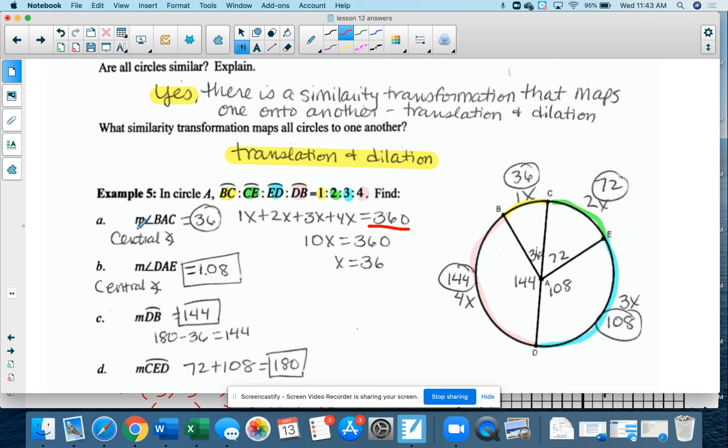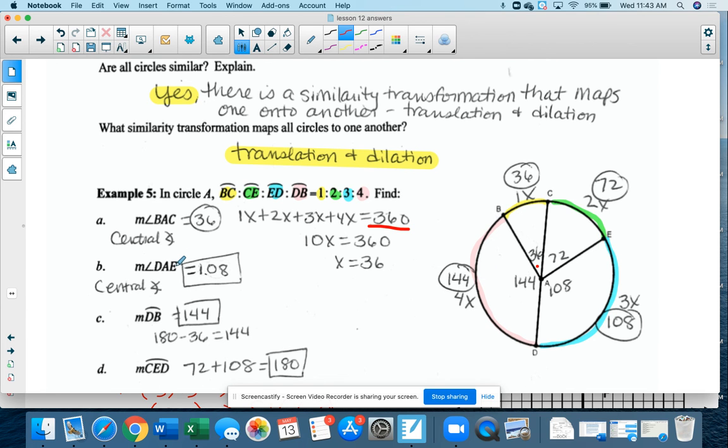The first one, I want to find the measure of angle BAC. So BAC is this one right here, where I have the red dot. The central angle is equal to the arc. So if the arc was 36, then the central angle is also 36 right here.